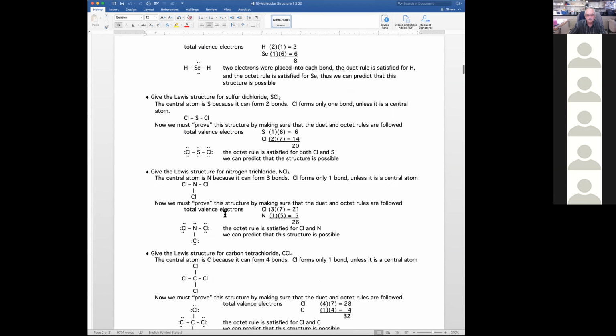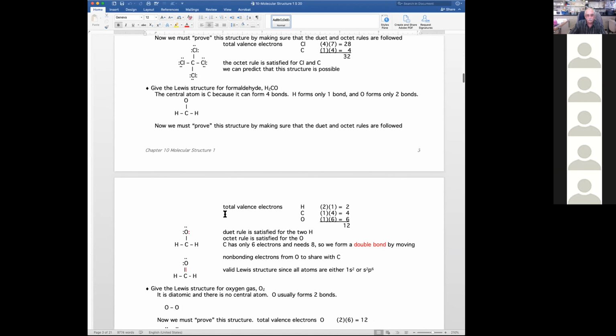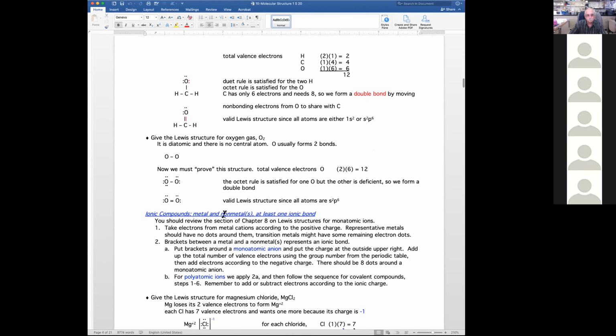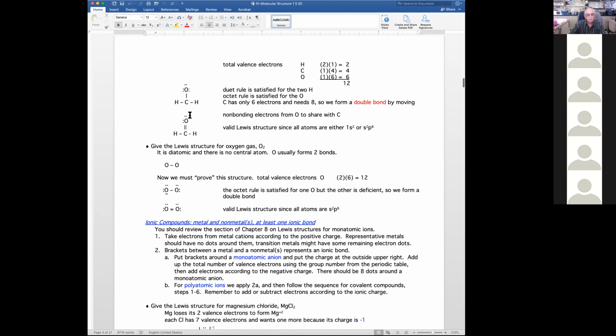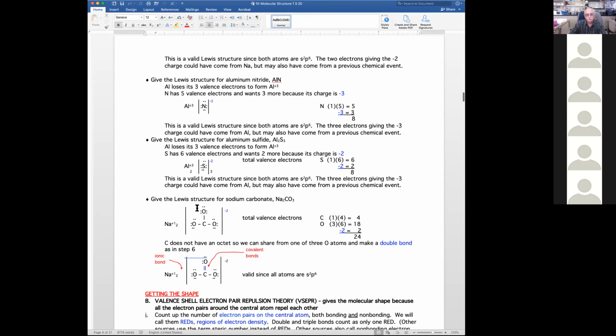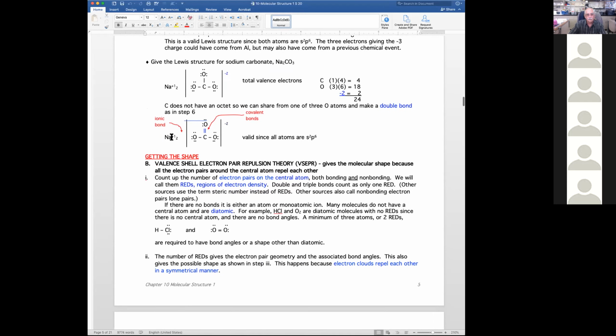So we had several examples over here. Notice that with formaldehyde, we had to do a double bond. With oxygen, we had to do a double bond. The metals, this right here represents the ionic bond, whereas all nonmetals, like in a polyatomic ion, are covalently bonded.